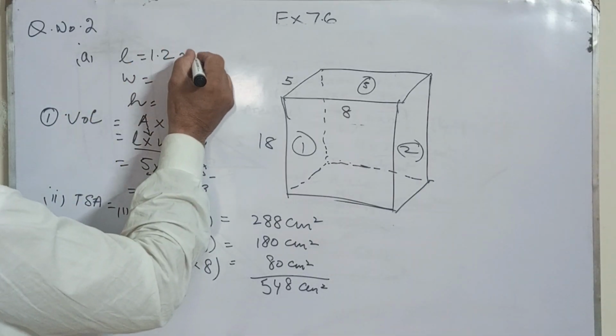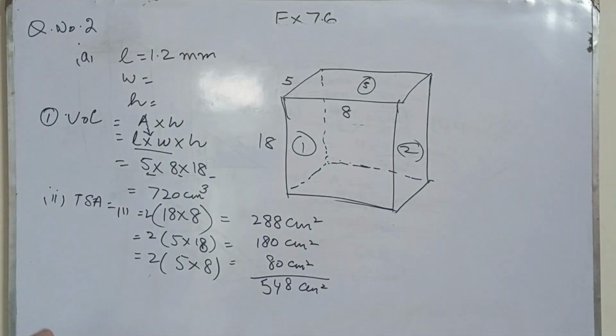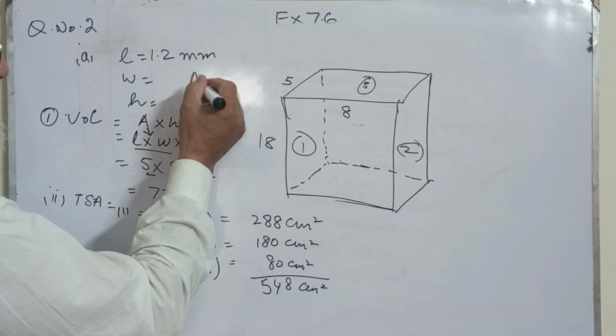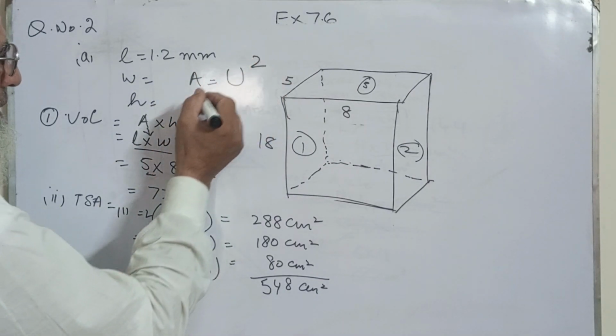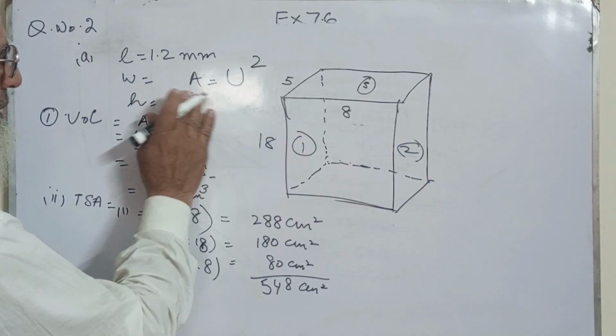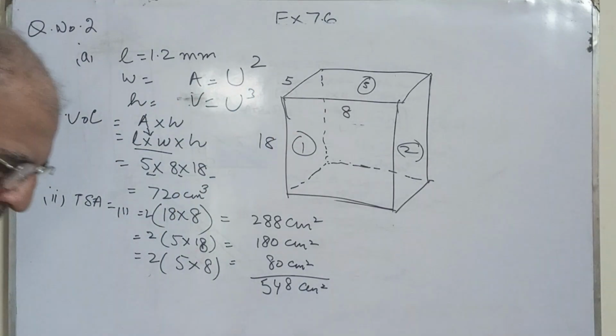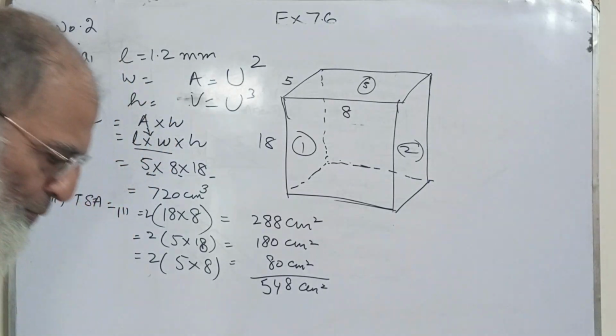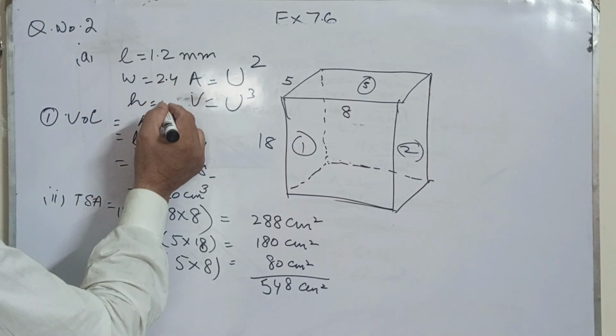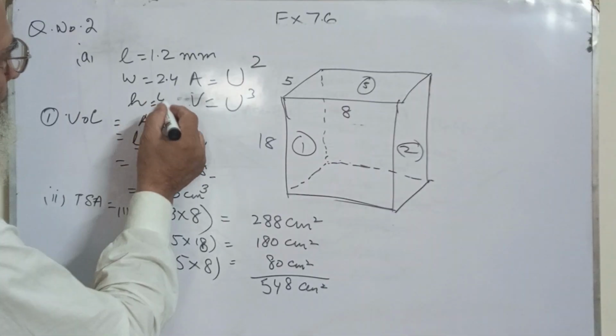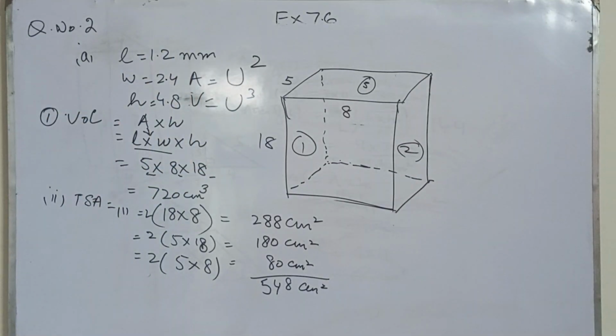The first question was in centimeters. No harm. When you find the area, the unit is square. When you find the volume, the unit is cubed. Okay. 1.2, 2.4. This is 2.4, and height is 4.8. You see, for every instant it is doubling. Okay, so you can do it by yourself. I think, and if you can do it on this format, please tell me again.